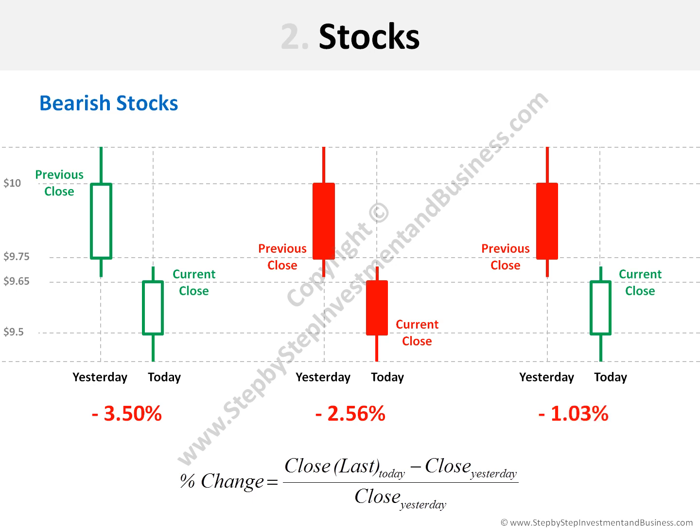And for the last case we had analyzed, the current close is 9.65, and the previous close is 9.75. If we do the math, we get a negative percentage change of 1.03%. All these cases are examples of bearish stocks because the close of today is lower than the close of yesterday.